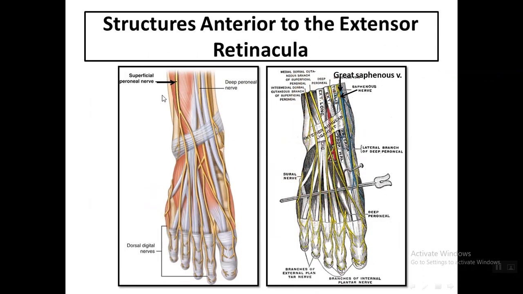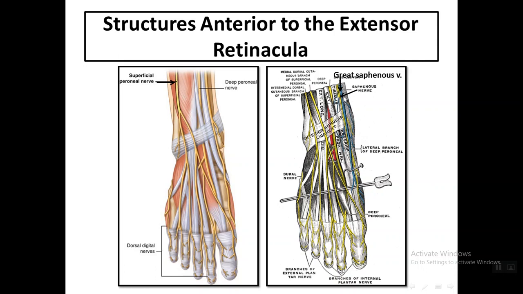First, we will study this region from anterior and posterior. First, what are the structures that are anterior to the extensor reticulum؟ يعني structures اللي راح تكون سطحية that pass anterior to the extensor reticulum. مثل ما تعرفون, reticulum this is a thickening of deep fascia، هذا هو extensor reticulum that passes in between the tibia and fibula.